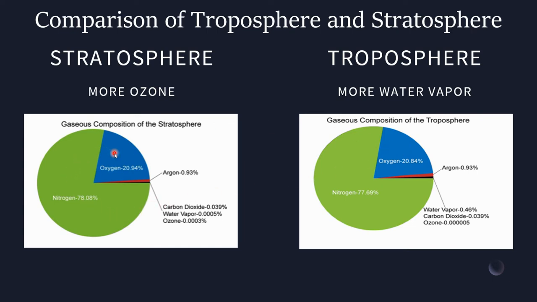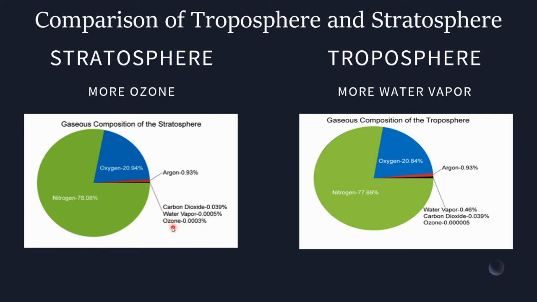They are the abundant ones in both cases, and they are almost similar in both cases. So in terms of nitrogen and oxygen, there's not much difference, and these two are the abundant gases in both layers of the atmosphere. But if you look at the other one, the ozone, that is the distinguishable thing you will be able to see in the troposphere and stratosphere.